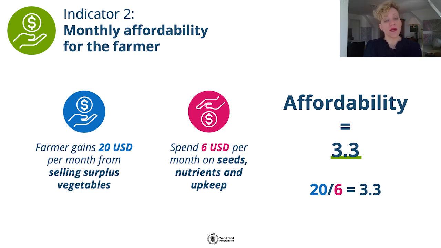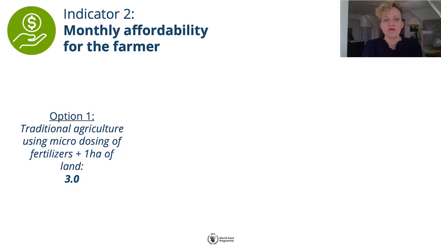This means you can not only compare this with the affordability of traditional agriculture, if that's possible, but you can also compare different options of hydroponic systems just by using this ratio. Let's assume to achieve the same amount of harvest you have 4 options that you're looking into. Let's look at option 1. You see traditional agriculture using microdosing of fertilizers on 1 hectare of land. And you realize when you divide the benefit with the cost, you get a ratio of 3.0.